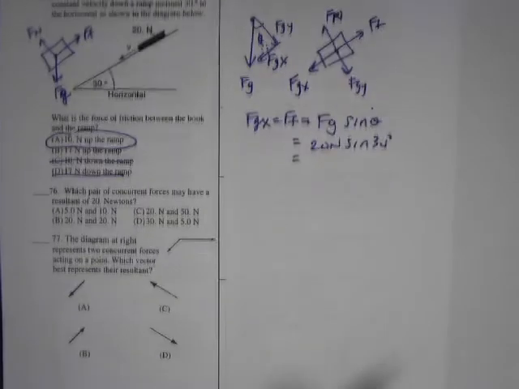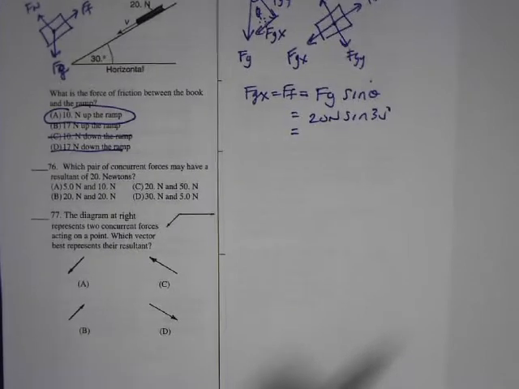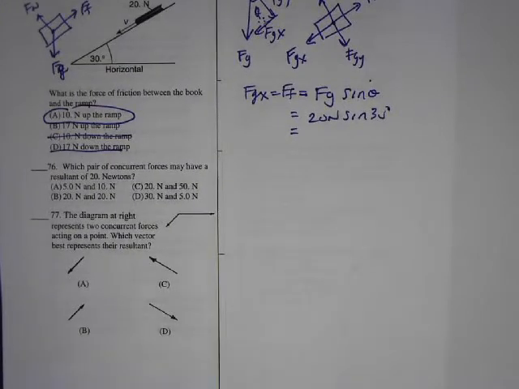Okay, number 76. Which pair of concurrent forces? So what is a concurrent force? Concurrent means acting at the same point at the same time. So which pair of concurrent forces may have a resultant of 20? Well, when I add numbers algebraically, I can just add them. When I add vectors, the one rule for adding vectors is adding them head to tail. So when it says which would be a possible resultant, well, if I found the maximum and the minimum of each of these forces, I would have an infinite number of resultants in between the maximum and the minimum.